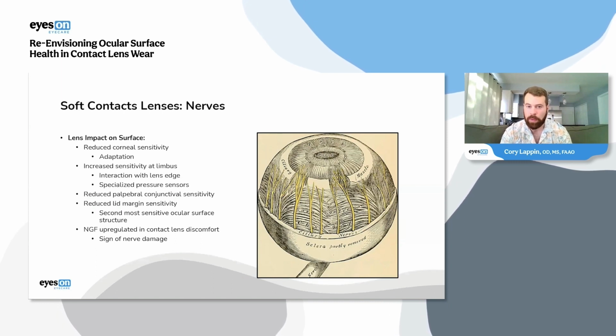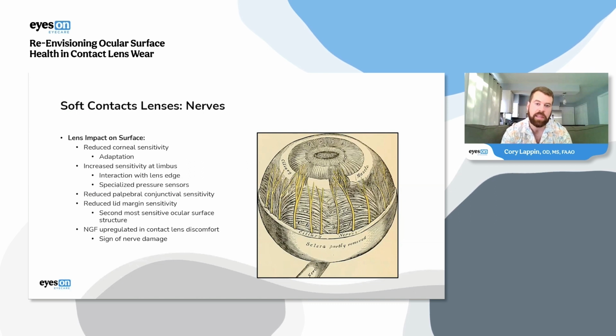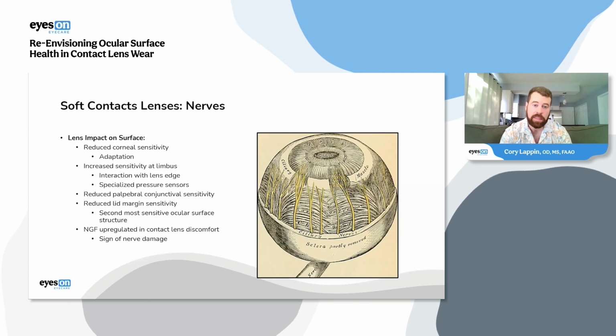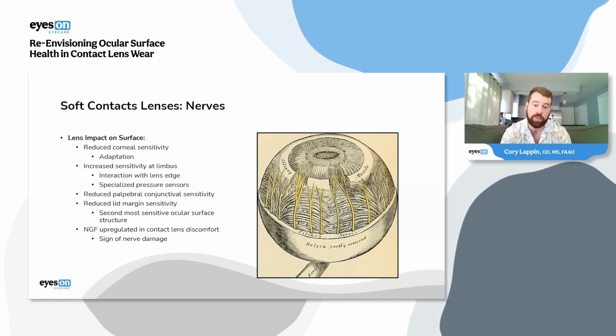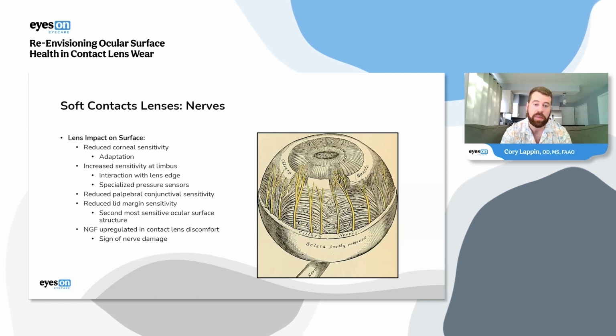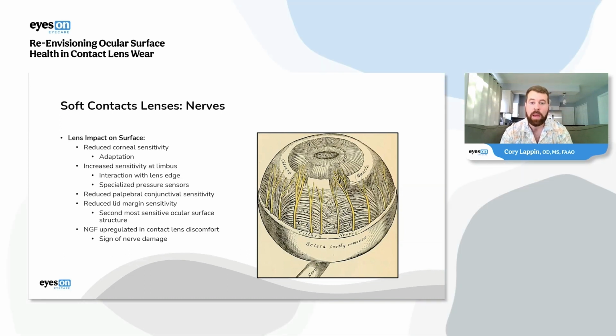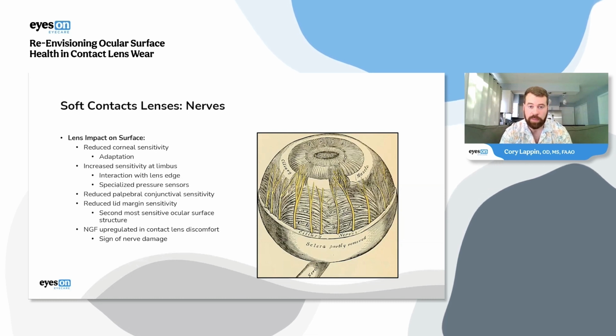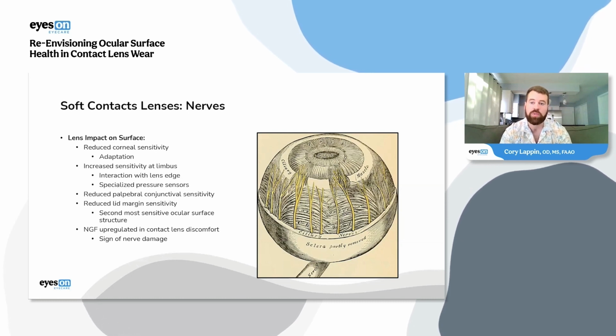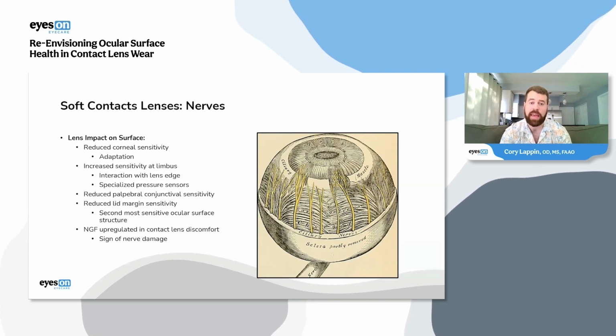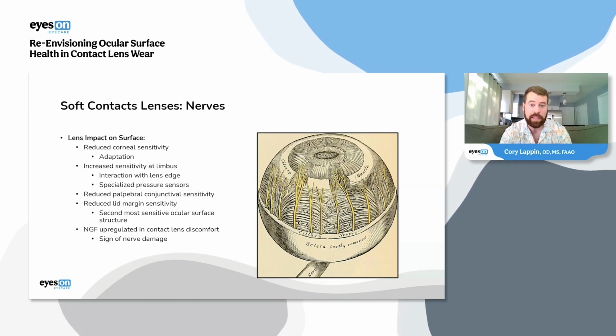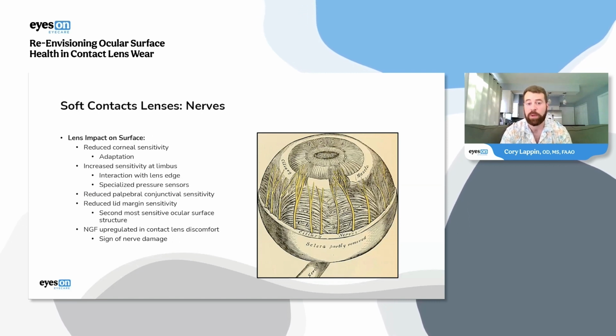So we all are aware that most contact lens wearers have reduced sensitivity, and that's thought to be adaptation to the lens being on the surface. However, you might get an increase in sensitivity at the limbus, and this is thought to be because they have specialized pressure sensors there. You're also going to get some reduction near the conjunctiva and the lid margin as well. But one very important thing to note in regards to nerve health is that patients experiencing contact lens discomfort were noted to have an increase in nerve growth factor. Nerve growth factor is used to repair and maintain the nerves. So this upregulation suggests that when patients are experiencing contact lens discomfort, they might actually be experiencing nerve damage.